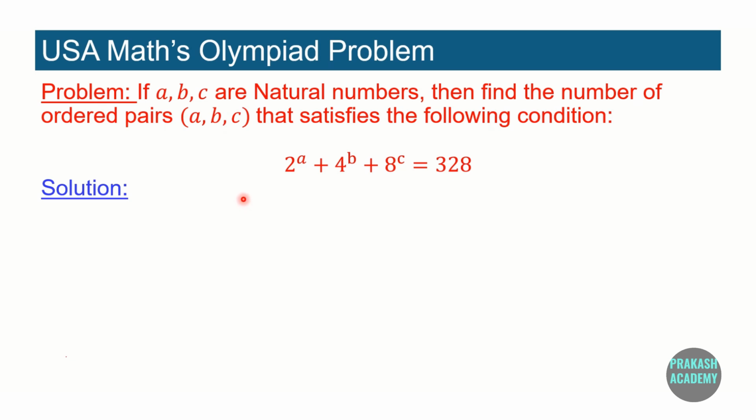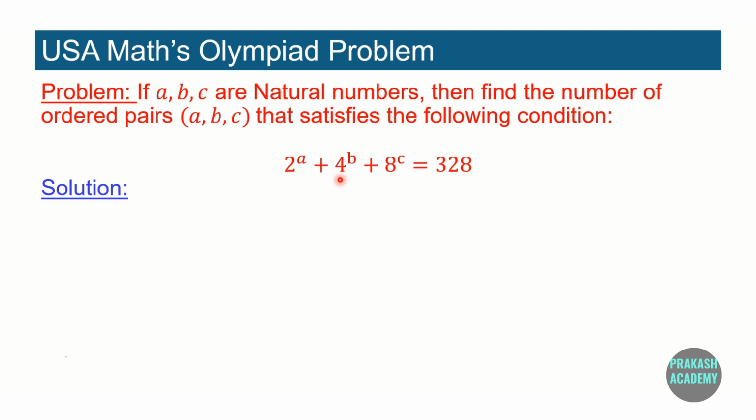In this problem, three natural numbers are given and these numbers are A, B and C. We have to find the number of ordered triples (A, B, C) that satisfy the following condition. And the condition is 2 raised to the power A plus 4 raised to the power B plus 8 raised to the power C is equal to 328.